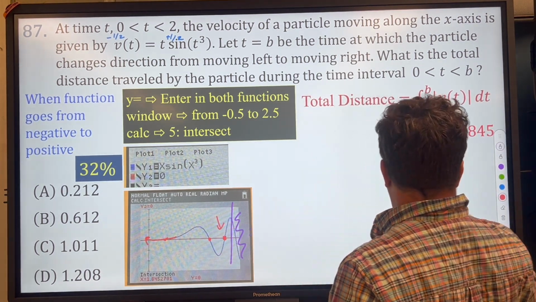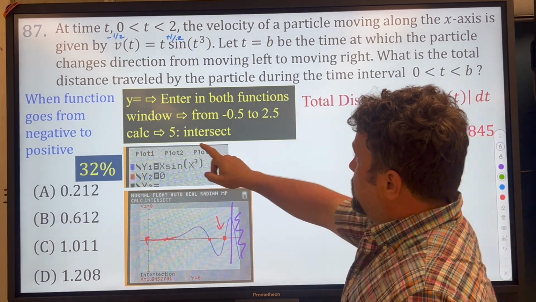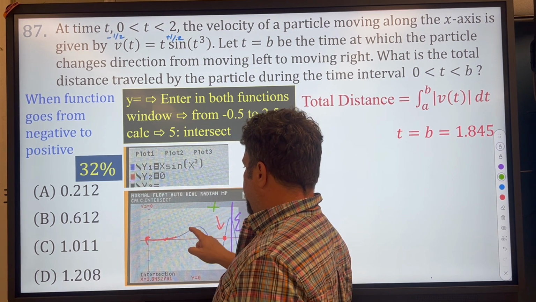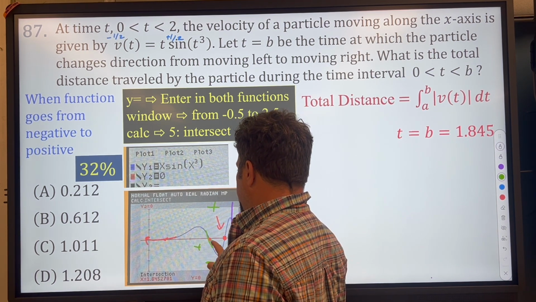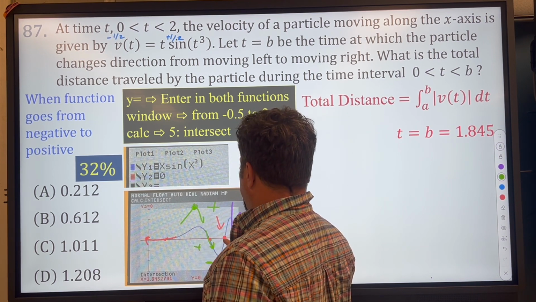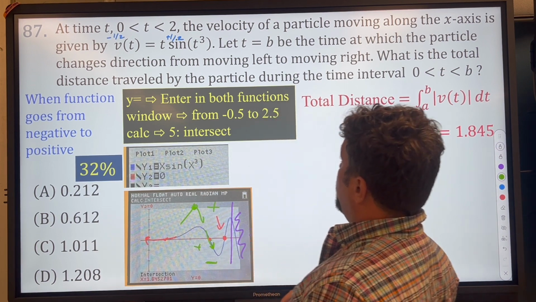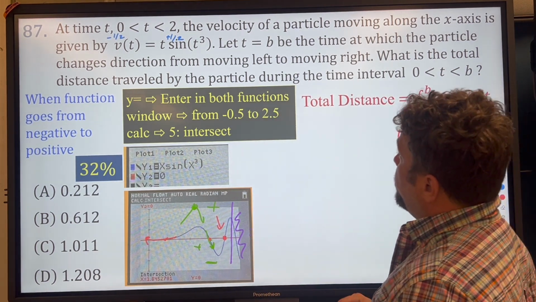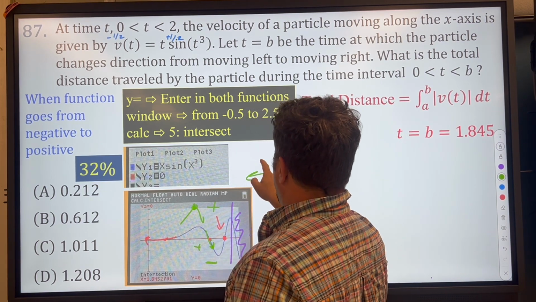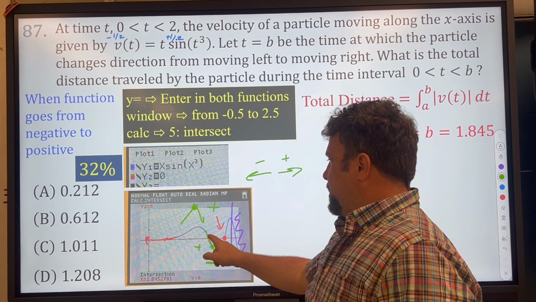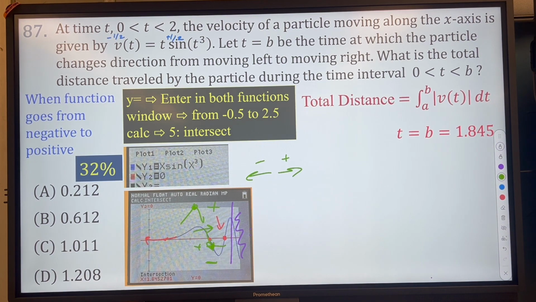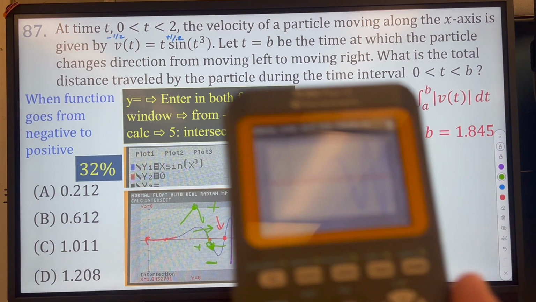The reason for that is we want to know where this goes from negative to positive. Well, this is negative down here, this is positive here. So this point's going from positive to negative, from up to down, so this is more of a maximum. This one's going from negative to positive, so that's the one we want, because we want it when it changes direction, moving left to right. So left is our negative, that's our positive. This is where it changes from moving right to left. So that's the opposite.